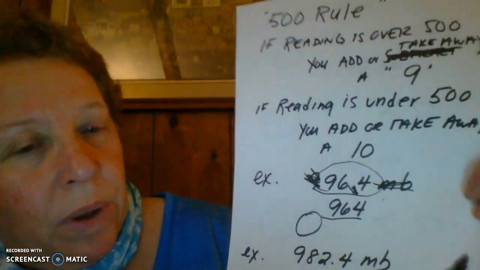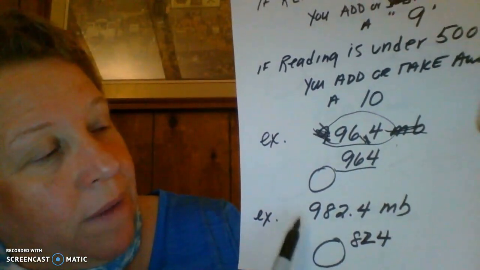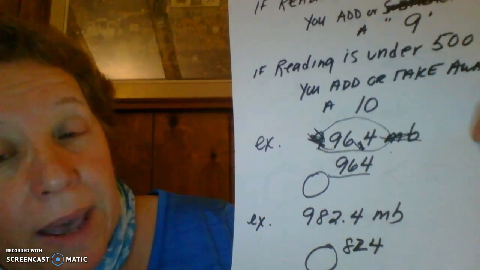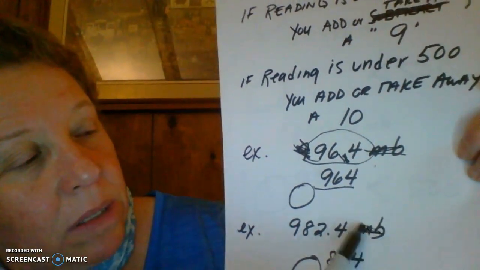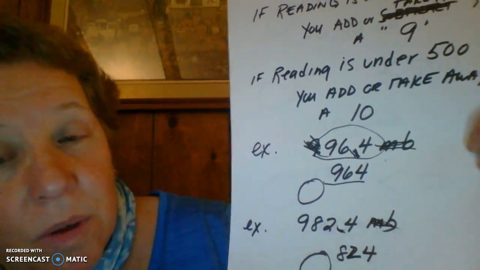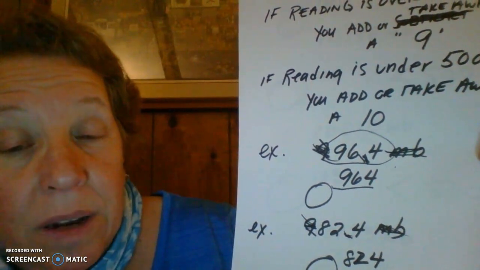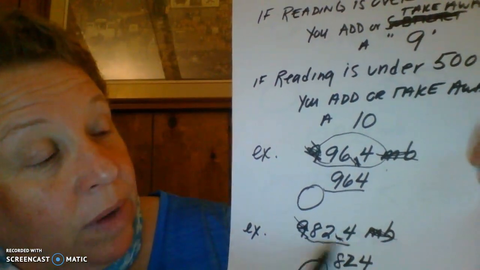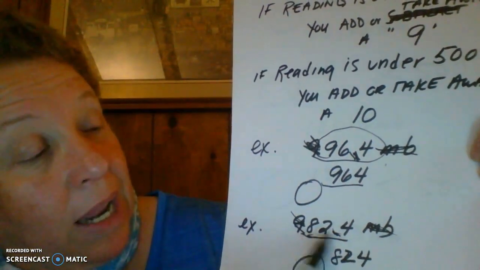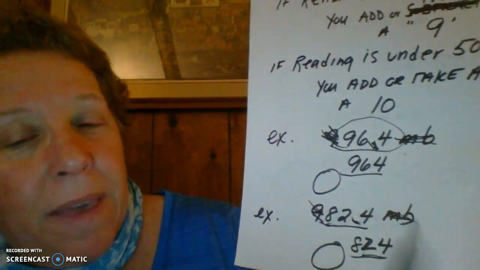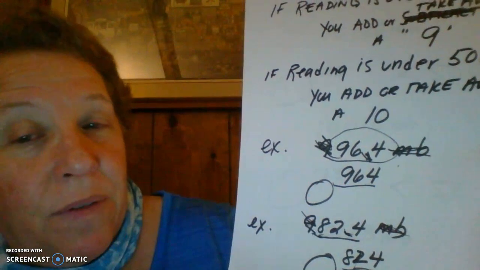Let's try another one. So here we have 982.4 millibars. To shorten that up, we get rid of the units, we get rid of the decimal point, and we're going to get rid of that 9 in front. We don't need the 9 in front. We're going to take the abbreviation and put that 824, I call that the root number, and put it by the ball. That's if your reading is above 500. All right? Let's try another one.